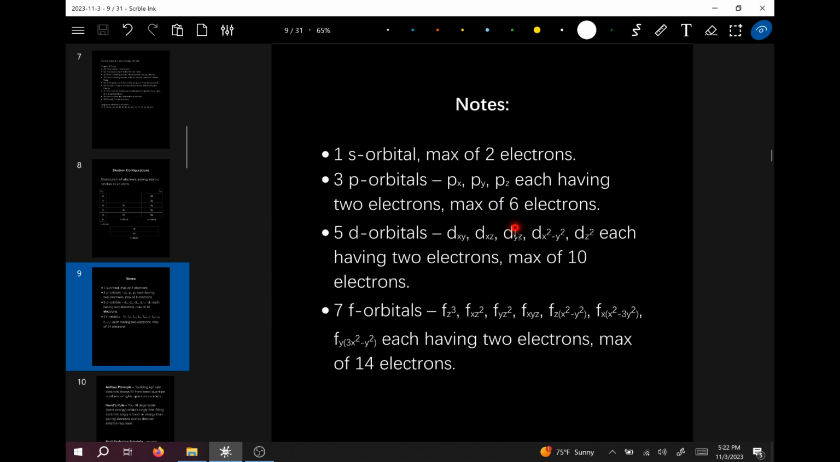If I'm talking about d orbitals, there's 5 d orbitals. dxy, dxz, dyz, the dx squared minus y squared that we drew earlier, and then the black sheep, the dz squared, that looks like a dumbbell with a donut around it. Since I have 5 of these, and each can hold 2 electrons, I have a total of 10 electrons that I can put in these atomic orbitals.